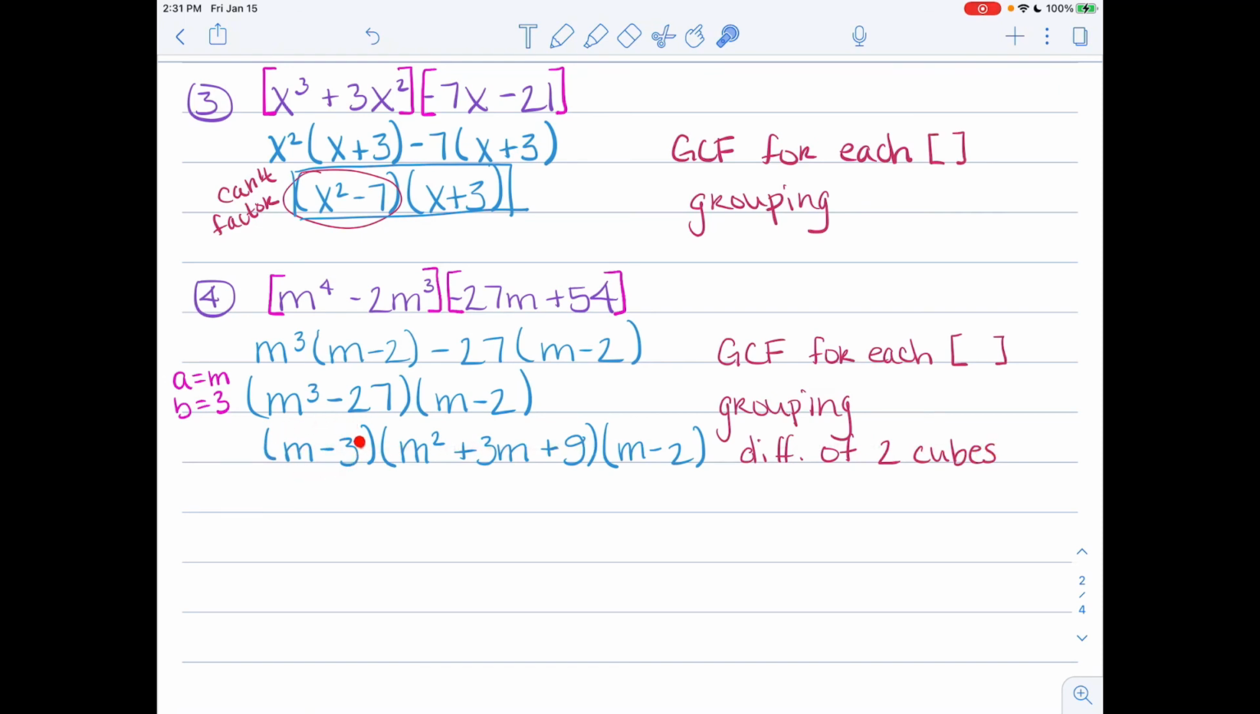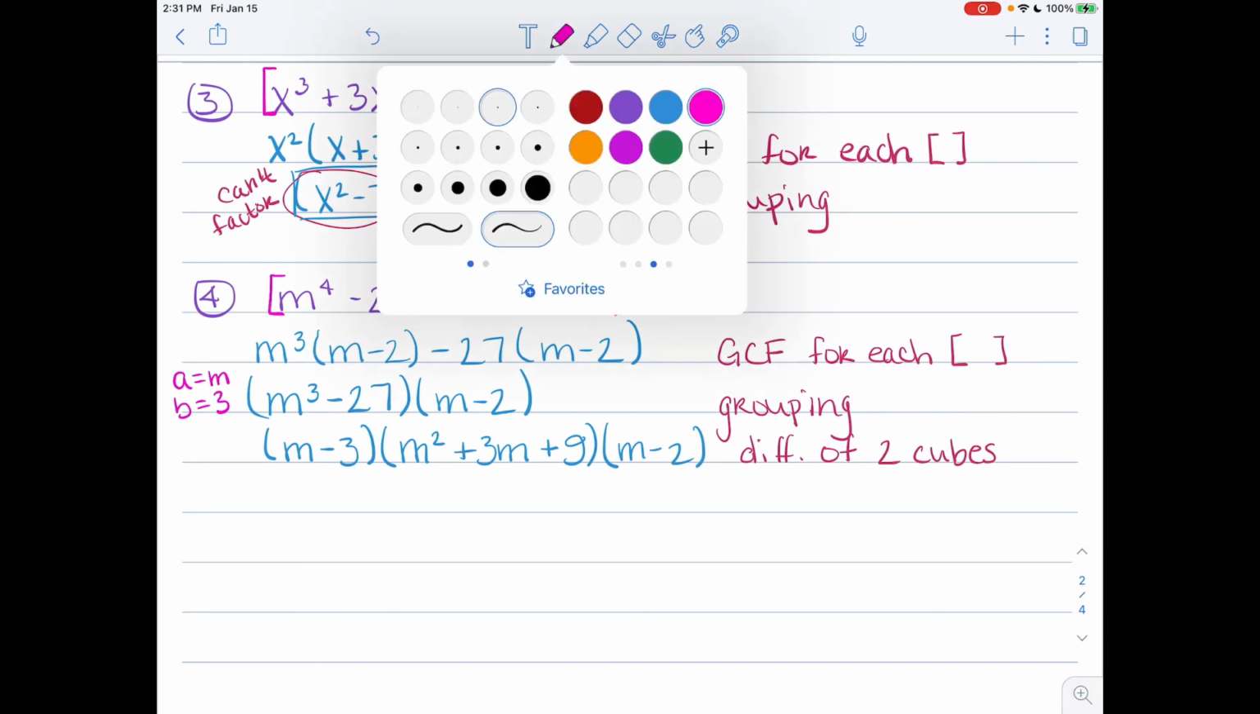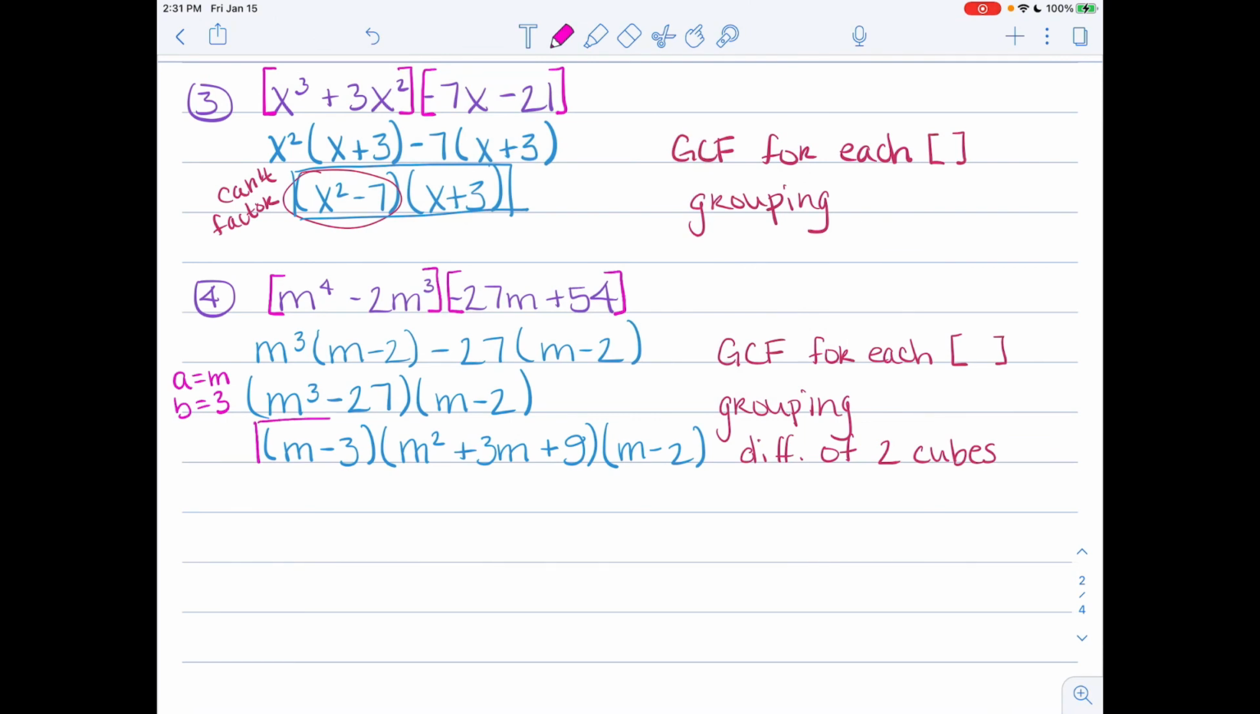I'll end up with m minus 3 and m squared plus 3m plus 9. Don't forget, this m minus 2 is now just coming along for the ride. So please don't forget to write that as part of your final answer. We cannot factor any more than this because remember, once we do a difference or sum of two cubes, this is an unfactorable quadratic that we have left. We will not be able to come up with factors of 9 that add to be a 3.